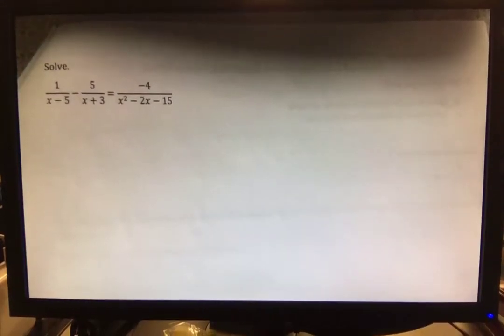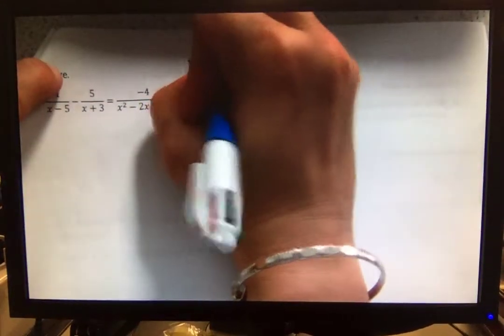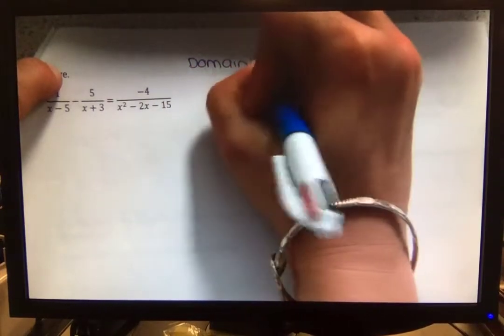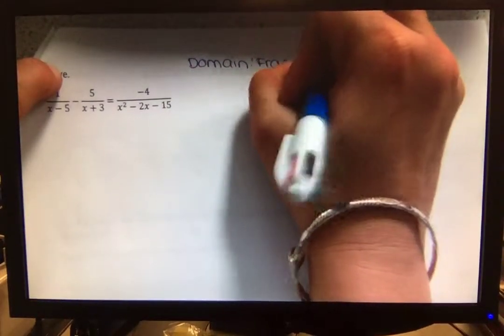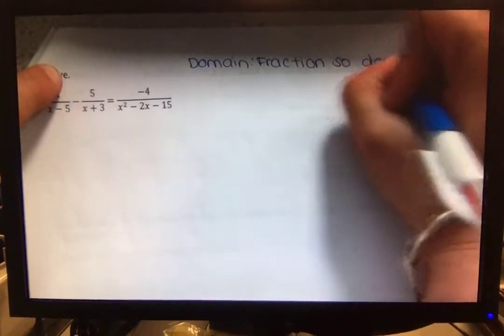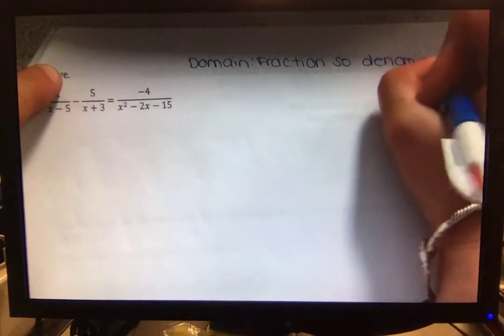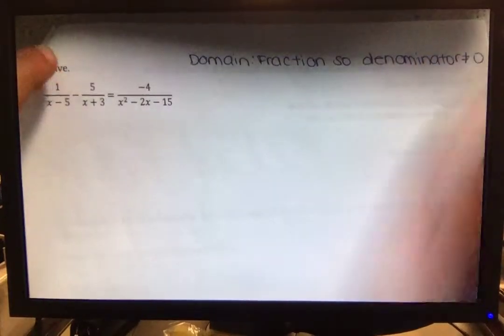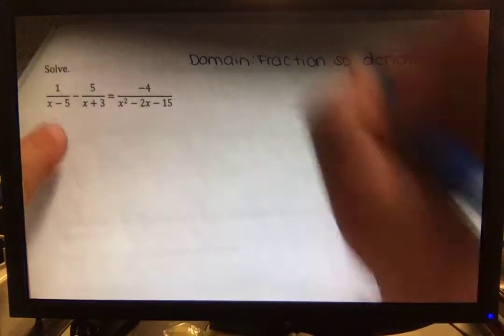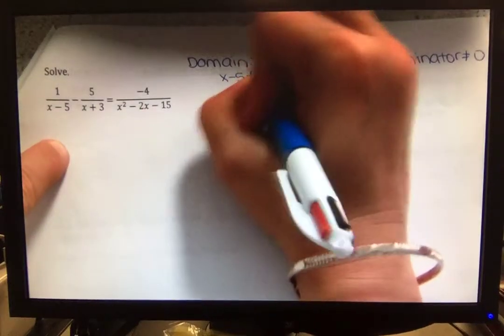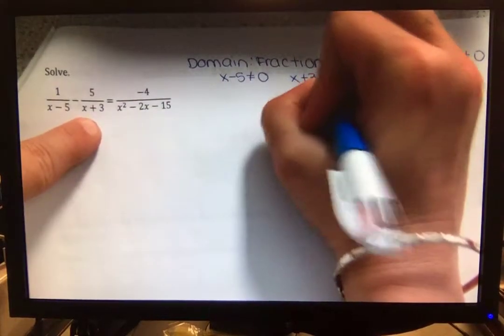So solving 1 over x minus 5 minus 5 over x plus 3 equals negative 4 over x squared minus 2x minus 15. What's our first step with these? Domain. Our domain. It's a fraction, so our denominator cannot equal 0. So x minus 5 cannot equal 0. x plus 3 cannot equal 0.